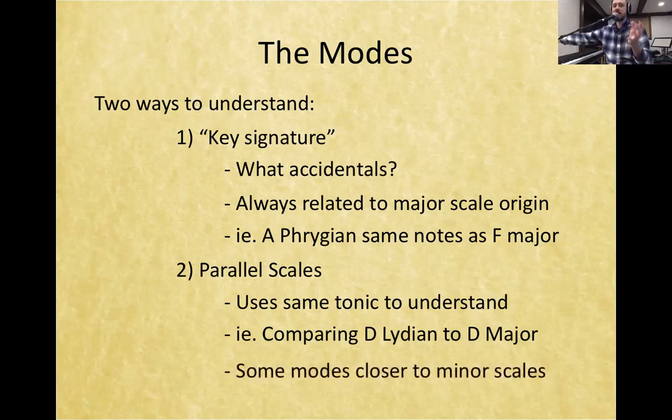And I sort of hinted at this a little bit, but in this parallel scales model, we're going to make a big division between the modes. Some of them we're going to relate to the major scale, where others we're going to relate a little bit more closely to the minor scale. So we really just have two main starting points, major or minor, whereas with the key signature approach, we're always comparing it to a different major scale. I think it gets a little bit cumbersome there. So let's get into this a little bit.